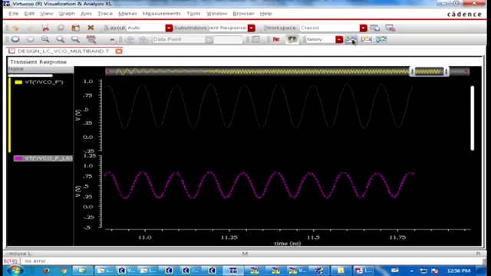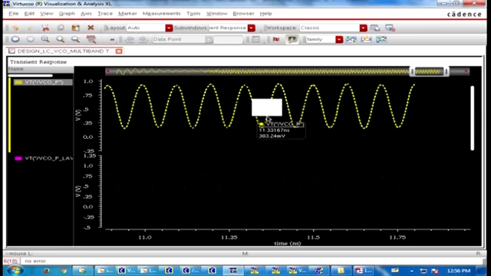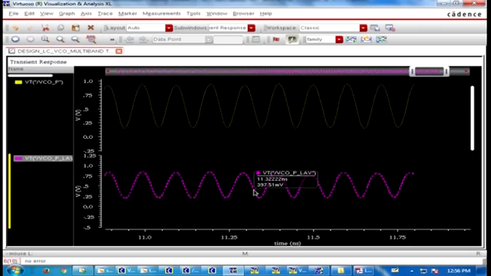Which one is schematic and which one is post layout? The schematic is the yellow line, and this is the post layout. So why this difference?